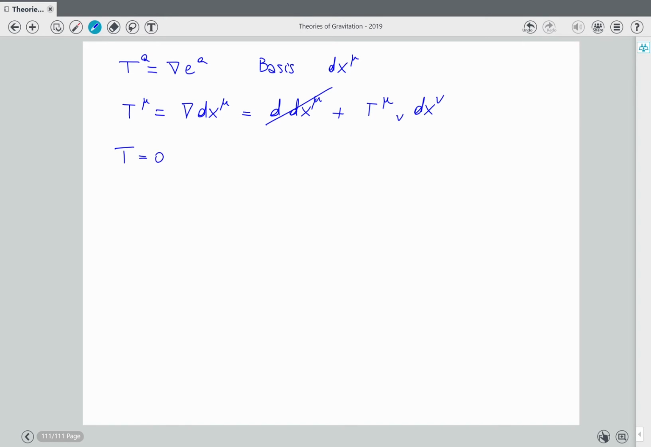the torsionless condition means that this object should be 0, but this is a 2 form now. And since it is a 2 form, which is anti-symmetric in rho and nu, the fact that it has to be 0 is equivalent to saying that the anti-symmetric part of this object has to be 0. So the Christoffel symbols are symmetric.